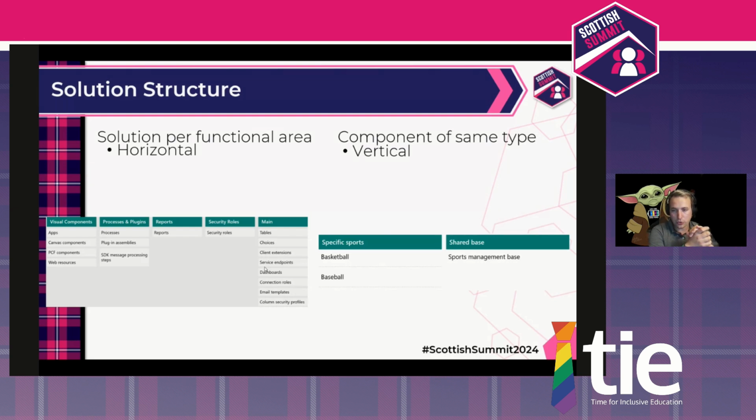With that, you might be able to deploy just parts of your implementation, but it increases your management. And then on the other hand, you have vertical. Sorry, that's the wrong way around. The horizontal is components of the same type, and then vertical is per functional area. So that would be, for example, a different department. You have one solution for the sales department and another solution for the marketing department, but they could contain the same component types.